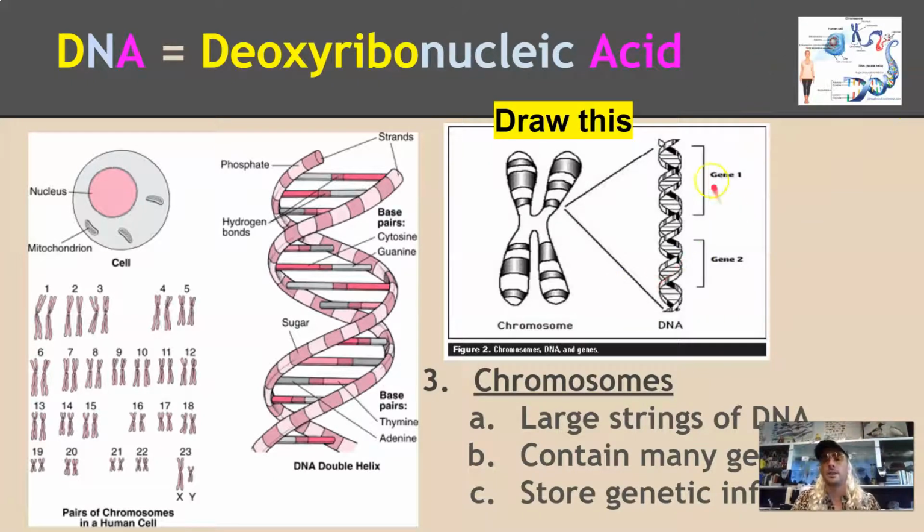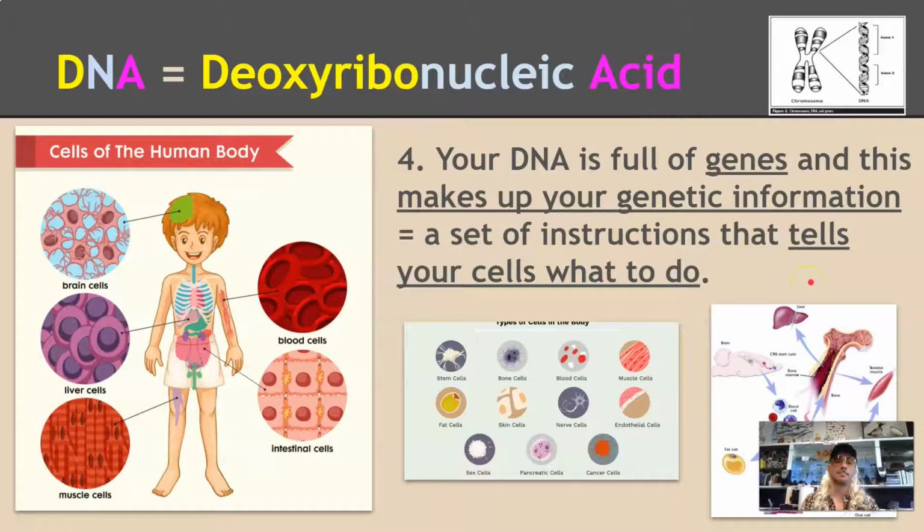Hopefully this drawing helps you make sense of it. It'd be a good idea to circle on here gene 1 and gene 2, maybe in different color pens. And those would equal protein 1 and protein 2, because genes are the code for proteins. I'm going to say it again and again. It needs to stick. So your DNA is full of different genes. And this is what makes up your genetic information. Your genetic information is your collection of all your different genes.